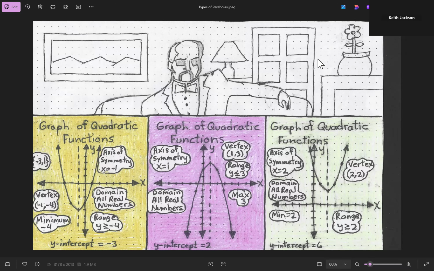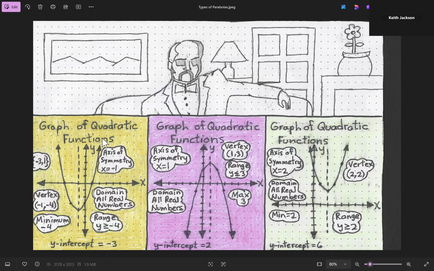In this video, we're going to discuss the characteristics of quadratic functions. Quadratic functions on graph paper take the shape of a parabola, which is a U-shaped graph that can either be pointed upward or pointed downward. And this parabola has certain characteristics. And here are the characteristics.